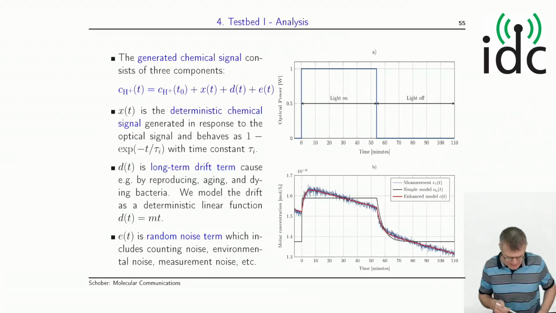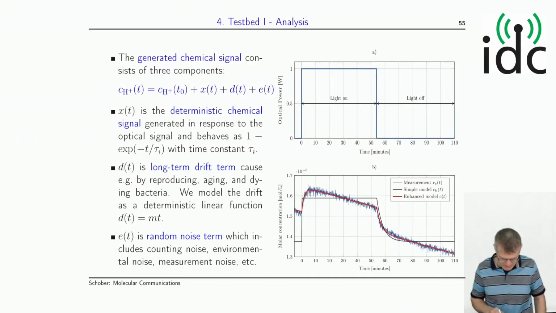Now for this x of t, this deterministic signal, we could show that it has an exponential relaxation behavior. So maybe we look at this example here. This is the optical signal. We switch it on, we leave it on for a while, then we switch it off. So we use on-off keying basically.